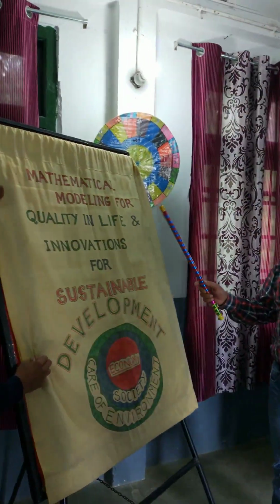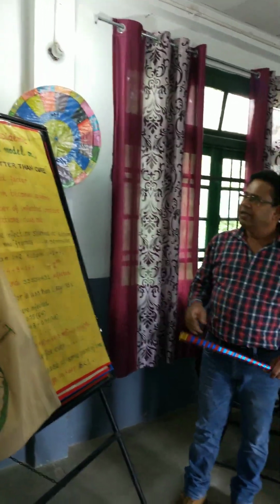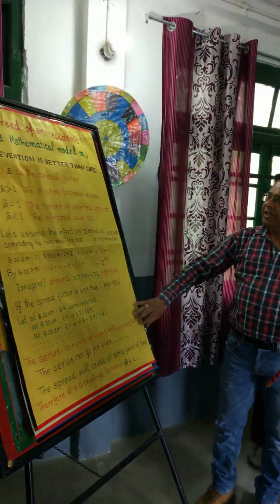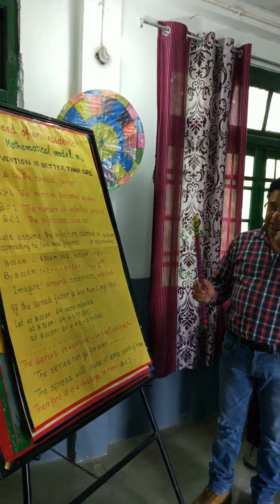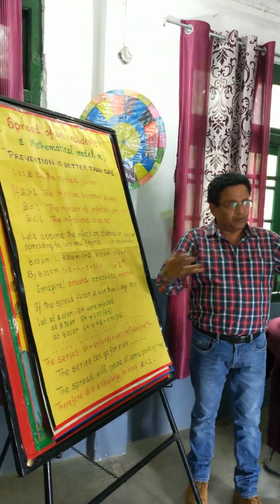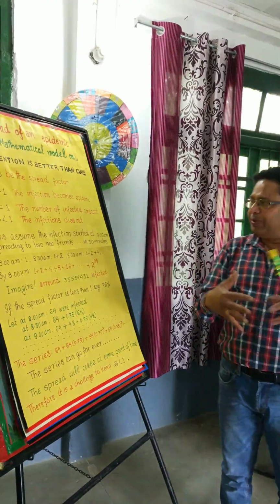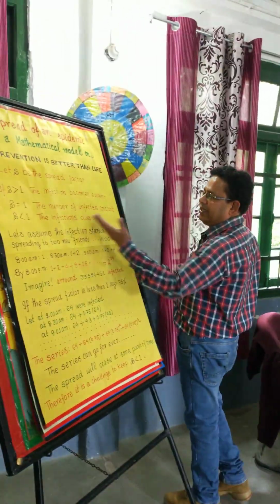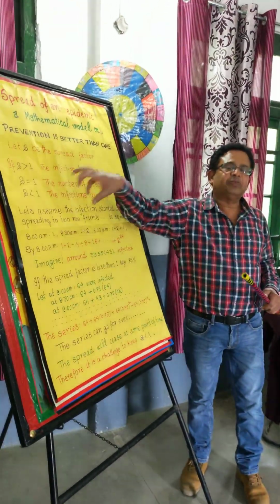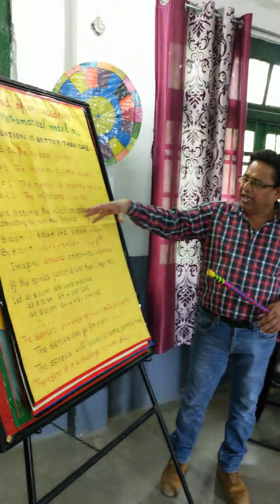Please put the screen, draw the screen. The spread of an epidemic, a mathematical concept. Prevention is better than cure. So there is a spread factor S. When S is greater than 1, it turns into an epidemic. When it is equal to 1, the spread of that epidemic remains constant. And when less than 1, the infection dies out. So therefore, our motive is to keep the spread factor less than 1. That is integrating mathematics in the health sector.